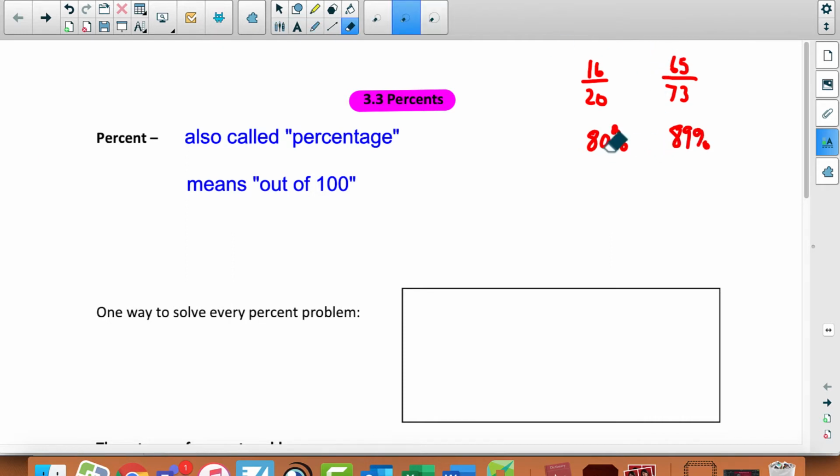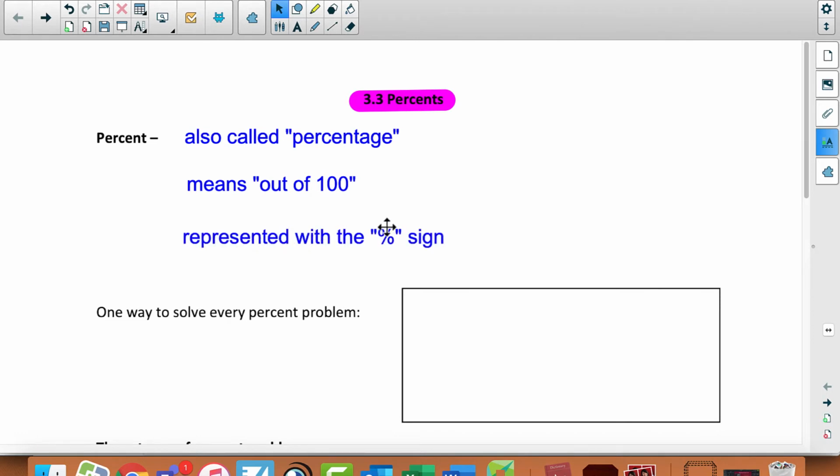Now you can easily compare your marks and see who did better. So percent doesn't mean that the thing actually was out of 100. It means if you made it out of 100, what would you have gotten? All right. It's represented with the percent sign, right? You know that already, I'm sure.